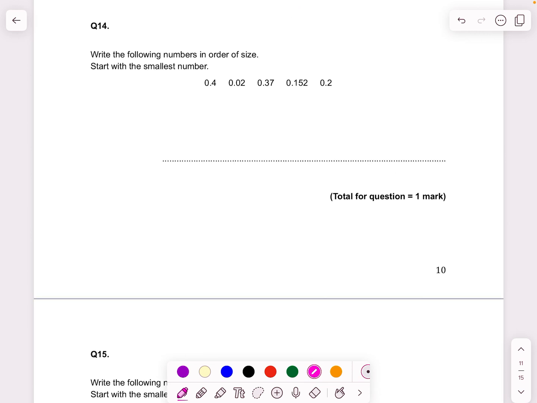Put these in order. Okay, so let's have a look. They all got 0, but the one with the next lowest number is 0.02. And I like to cross them off as I go along so I know I've done it. The next smallest tenth is 1, so next one should be 0.152. Next smallest is 0.2. Then 0.37. And the last being 0.4.